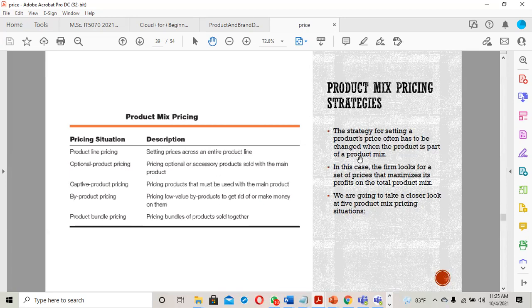Now there is a mixture of products and they might be related to each other, and your product is part of that mix. Then you are going to follow different strategies. So we have different terminologies here: product line pricing, optional product pricing, captive product pricing, by-product pricing, and product bundle pricing. We are going to look at each one of them.